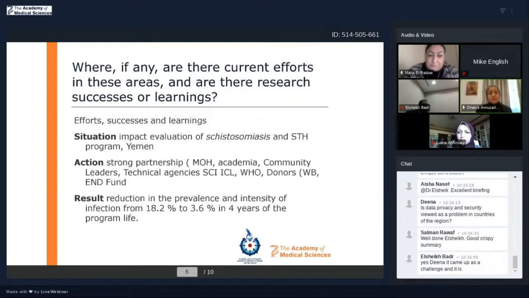Due to the strong partnerships between the relevant stakeholders, given also the strong political commitment of the Ministry of Health and the involvement of academia and community leaders, even with community sensitization, with technical agencies like the Schistosomiasis Control Initiative at Imperial College London, that I was part of at that time, it led to a reduction in the prevalence and intensity of infection in just four years of the program's life. So this is one of the most important success stories, and I'm quite sure that we still have a lot of success stories if we want to focus on and share experiences and imitate such stories. Next, please.